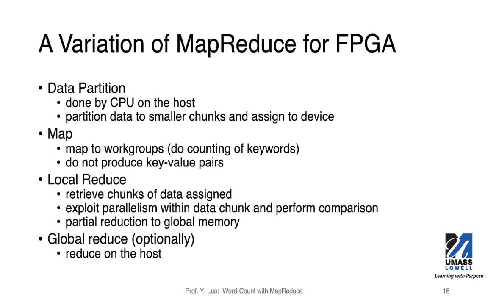Instead, they will do local reduce because the key value pairs will incur a lot of memory accesses. And because the computing resources on FPGA are all local, there's no need to send the key value pairs to other locations. So what we're going to do is the local reduce, which will retrieve chunks of data assigned, and then we're going to exploit the parallelism within a data chunk and perform comparisons, like we just explained earlier.